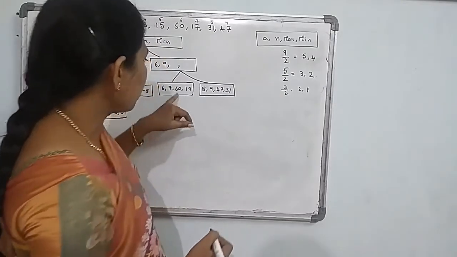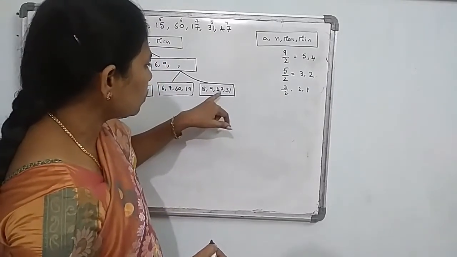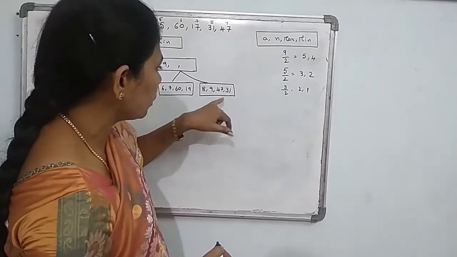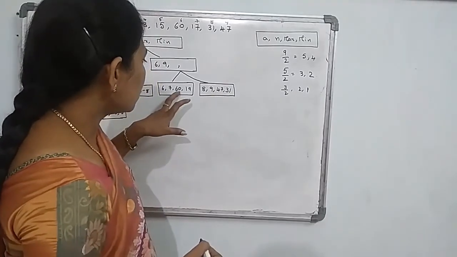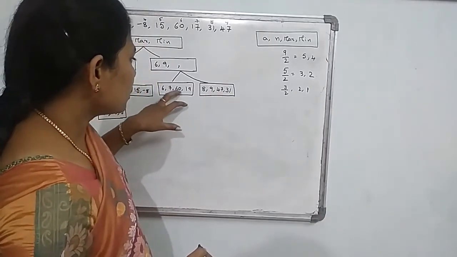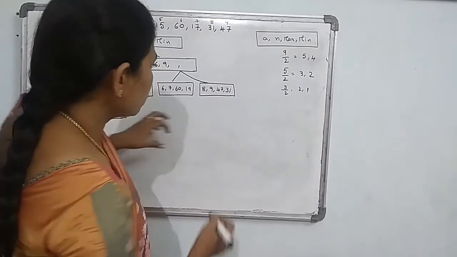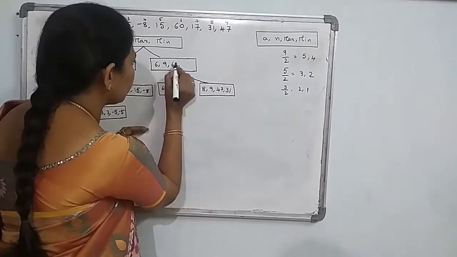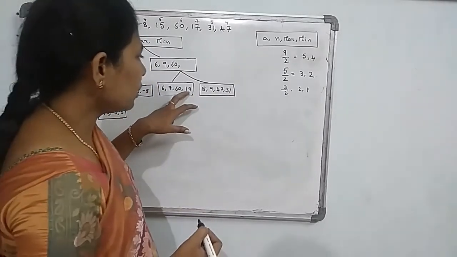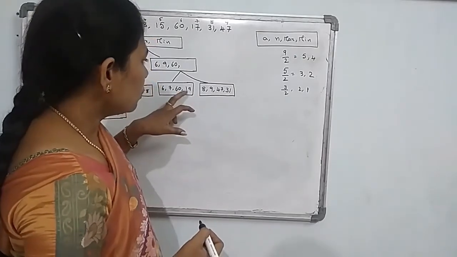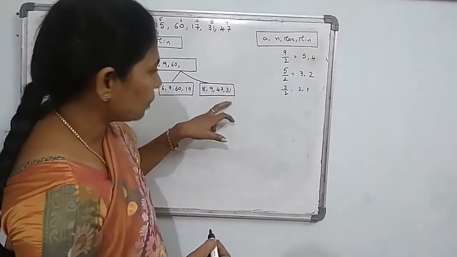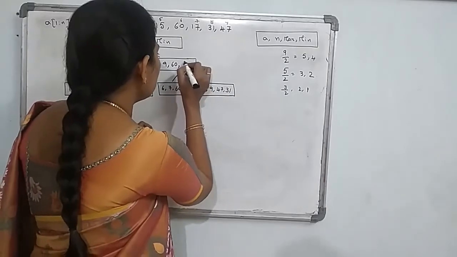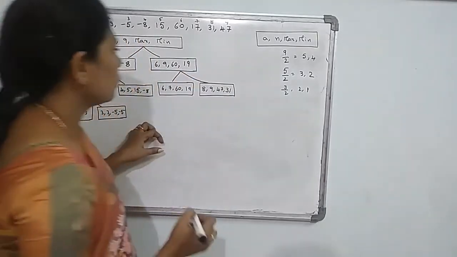In that the maximum element is 60 and the maximum element is 47 in that sub-array. So 60 and 47. 60 is greater than 47. So the maximum element is 60. So in that 19 and 31. So 19 is less than 31. So the minimum element is 19.